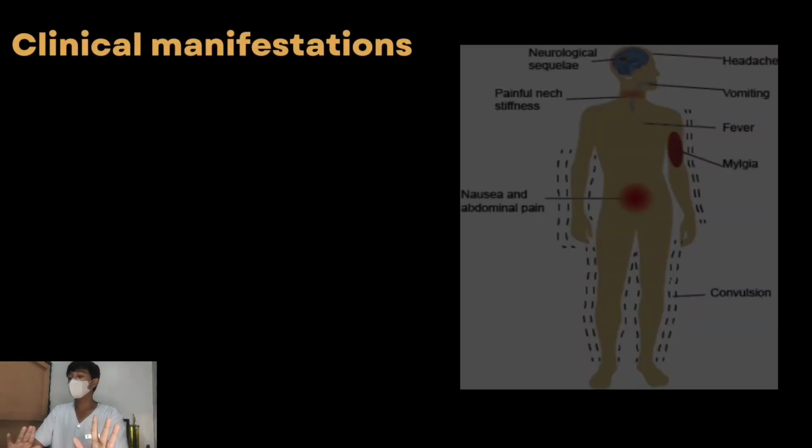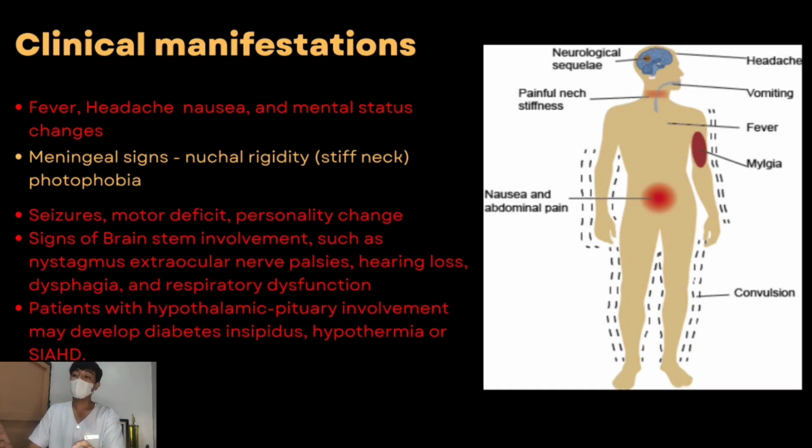So clinical manifestations: fever, headache, nausea, and mental status changes. Meningeal signs: nuchal rigidity, stiff neck, photophobia, seizures, motor deficit, personality changes, signs of brainstem involvement such as nystagmus, extraocular nerve palsies, hearing loss, dysphagia, and respiratory dysfunction. Patients with hypothalamic pituitary involvement may develop diabetes insipidus and hypothermia or SIAD.